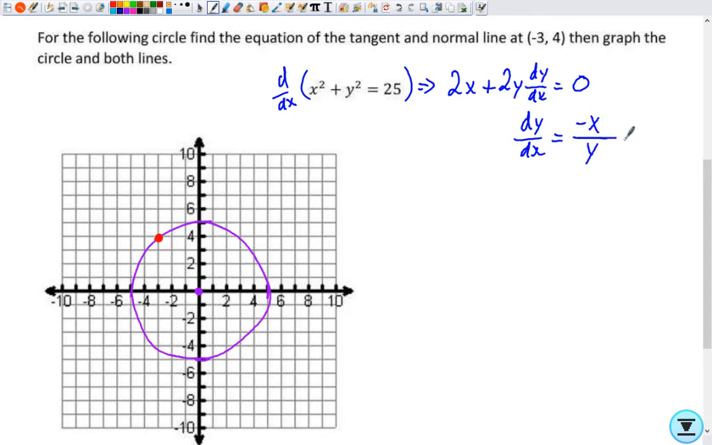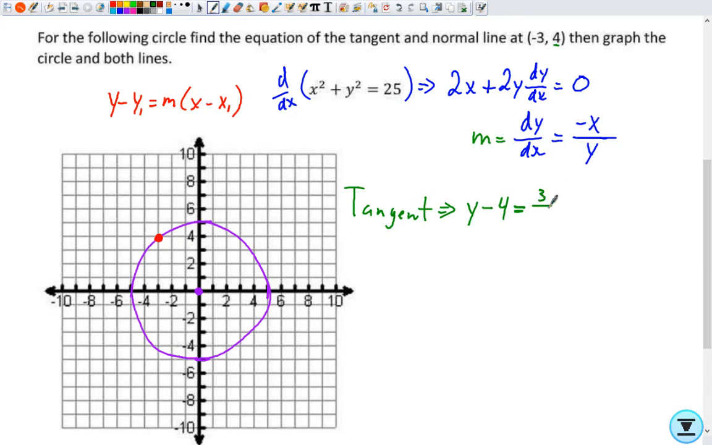So our tangent line, again, we're using this equation, y minus y1 equals m times (x minus x1). So our tangent is going to be y minus y1, which is 4, equals the slope, and the slope I plug into here, this is my m, and I plug in -3 for x, so I get 3 over 4 for the slope, times (x plus 3).